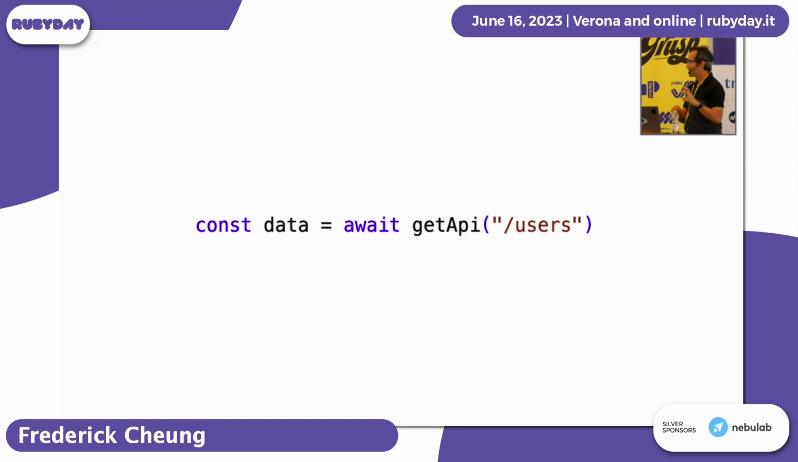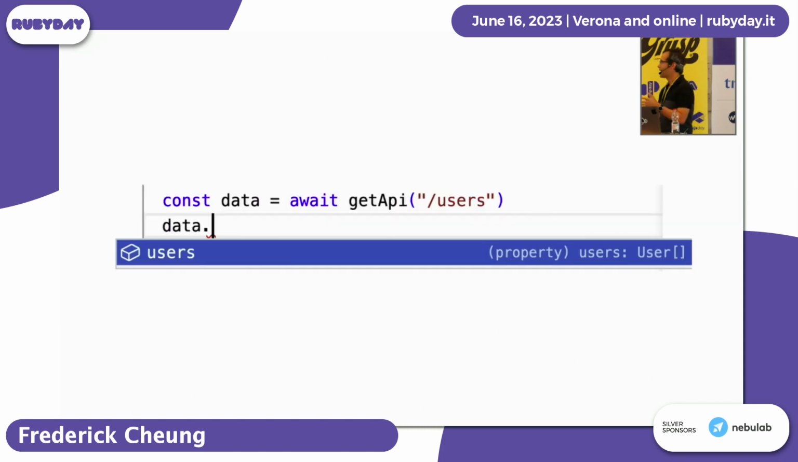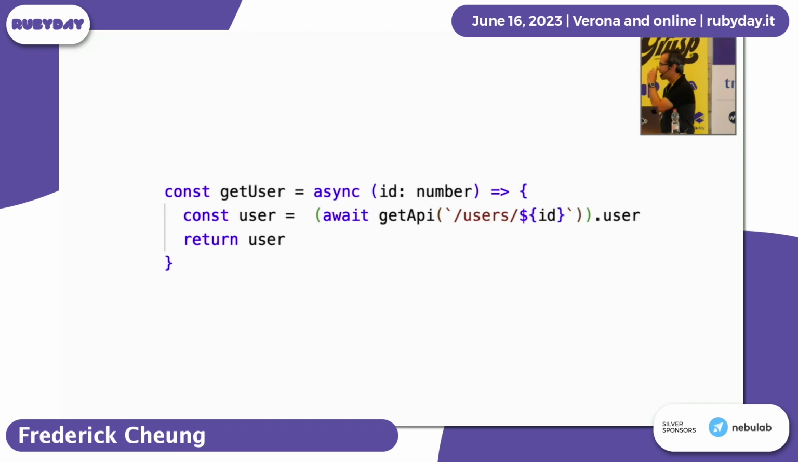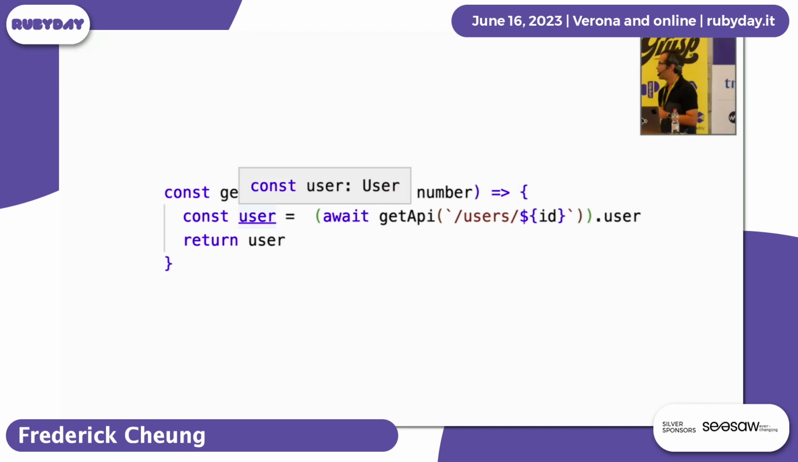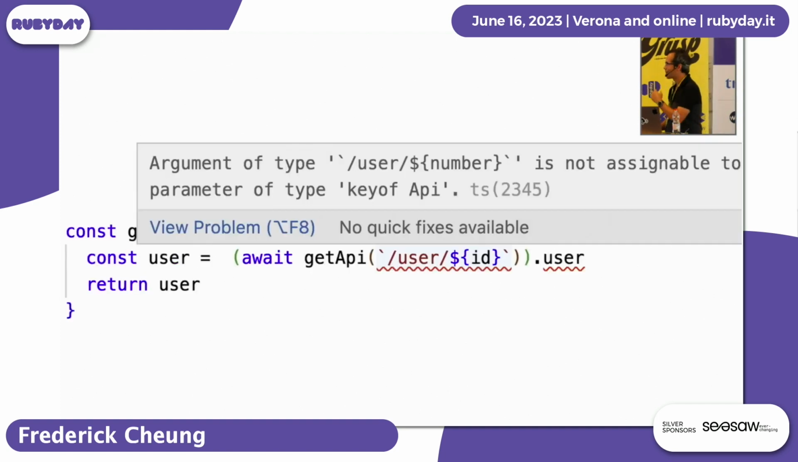So what that means is if I write this code, TypeScript knows there is an index response, and the data.users is this array of users. I don't have to actually write it, I only have it in the API definition file. Same thing here, I've got this method for loading one user from the database, and it knows this is a user. If I typo it, so I put /user rather than /users, then it will say, hey, basically, this isn't an entry in the mapping.